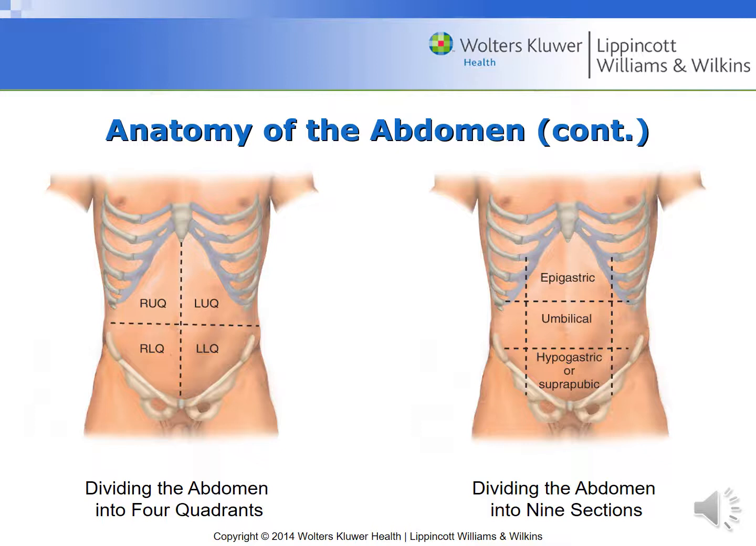Also dividing the abdomen into 9 sections. The 3 that are most commonly used when you're looking down the middle are the epigastric, umbilical, and suprapubic. I don't usually hear it called the hypogastric too often, but in this book and other resources, you might also see it as hypogastric.